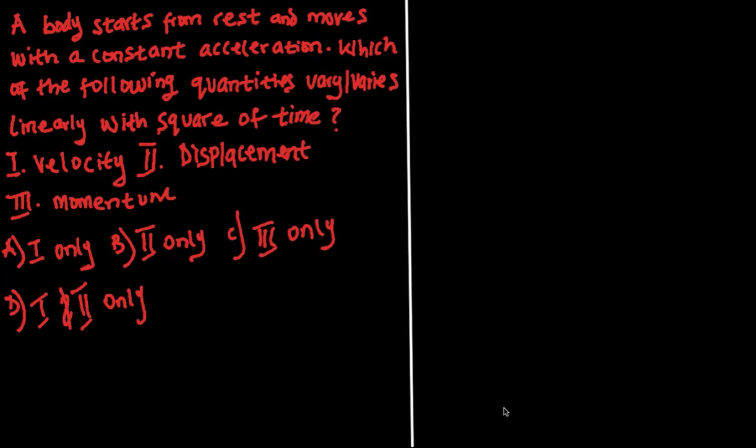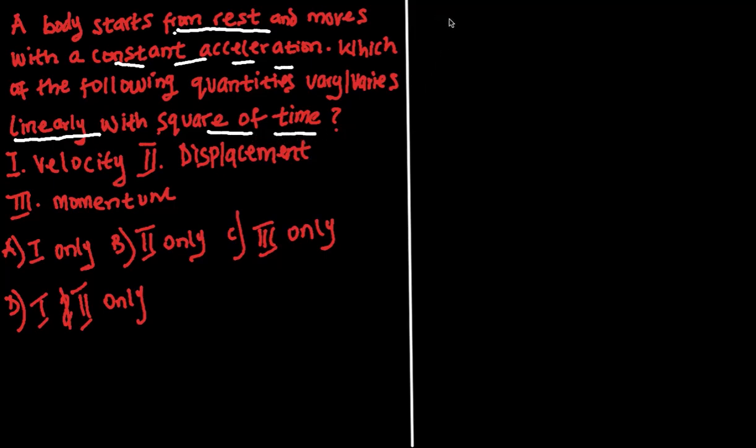Now, the first question says that a body starts from rest. So I'm going to highlight important things. Starting from rest means that initial velocity is equal to 0, so u is equal to 0. And it moves with a constant acceleration, so acceleration is also constant. Which of the following quantities varies linearly with square of time? So understand linear. I will underline linear.